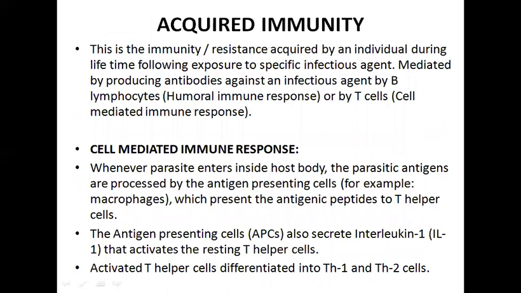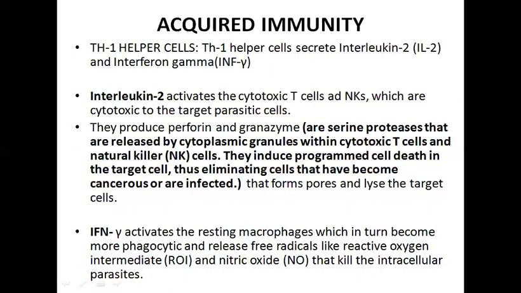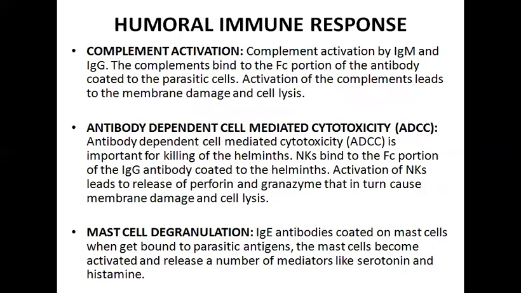Next, coming to the acquired immunity. Acquired immunity is the resistance acquired by an individual during its lifetime, following exposure to the specific infectious agent. This is not by virtue of the genetic makeup or birth of the individual. This is mediated by production of antibodies by the B cells, or by the T cells in the form of certain cytokines. So we have the B cells which will produce antibodies, and we have the T cells which can produce certain cytokines like the interleukins and the interferons, which act against the parasites.